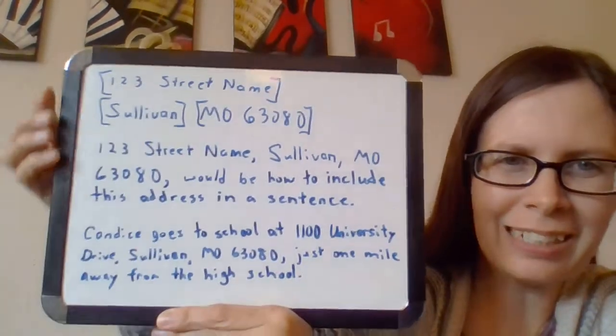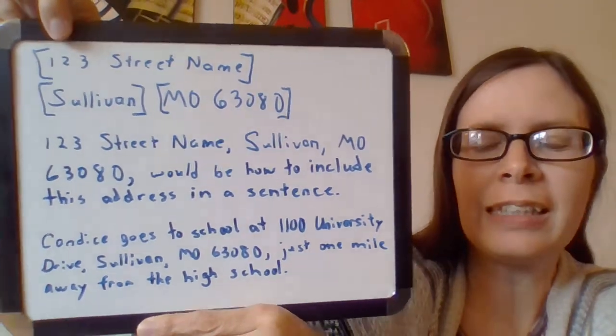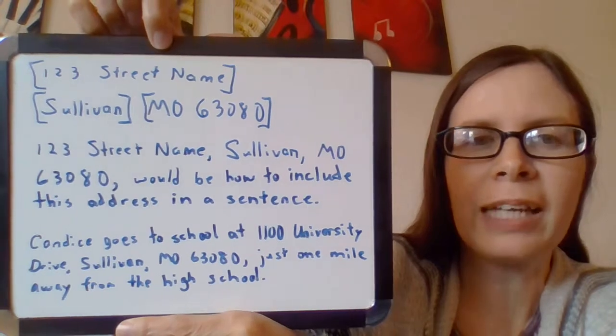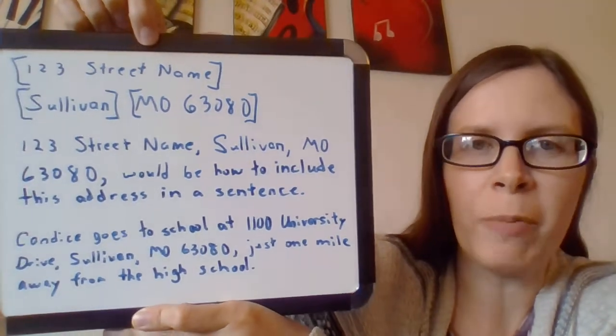Okay, I'm going to show you how to use commas when you write addresses into a sentence, okay? Let me get this a little bit closer. All right, so you have to think of addresses in chunks. The first chunk is the street number with the street name. All of that goes together, and you're never going to divide that up with commas.